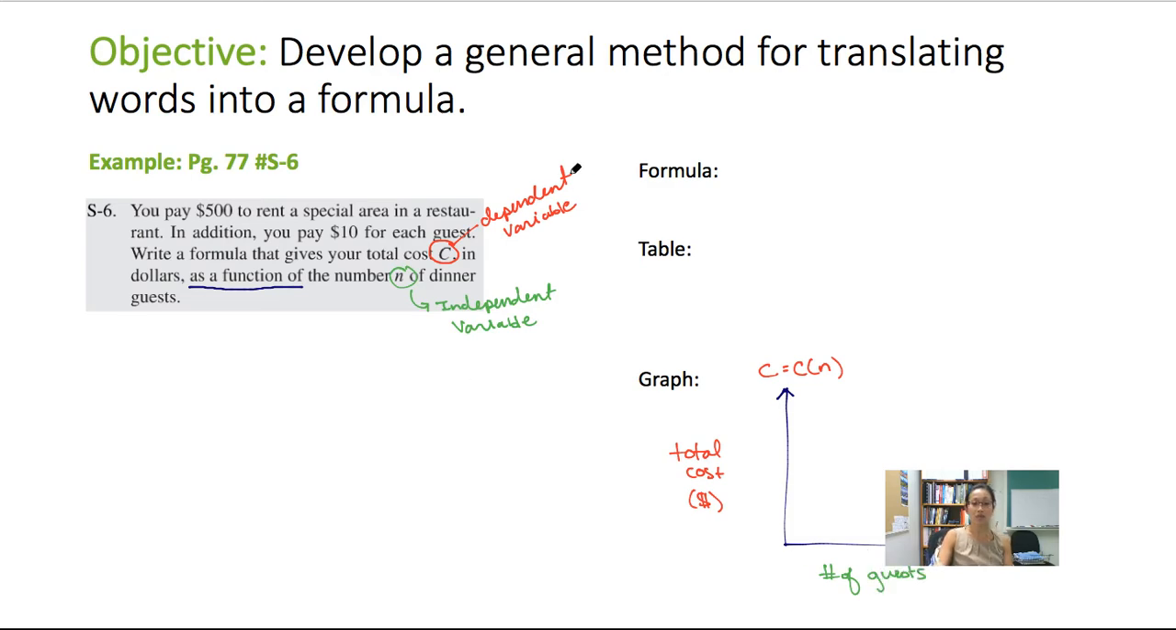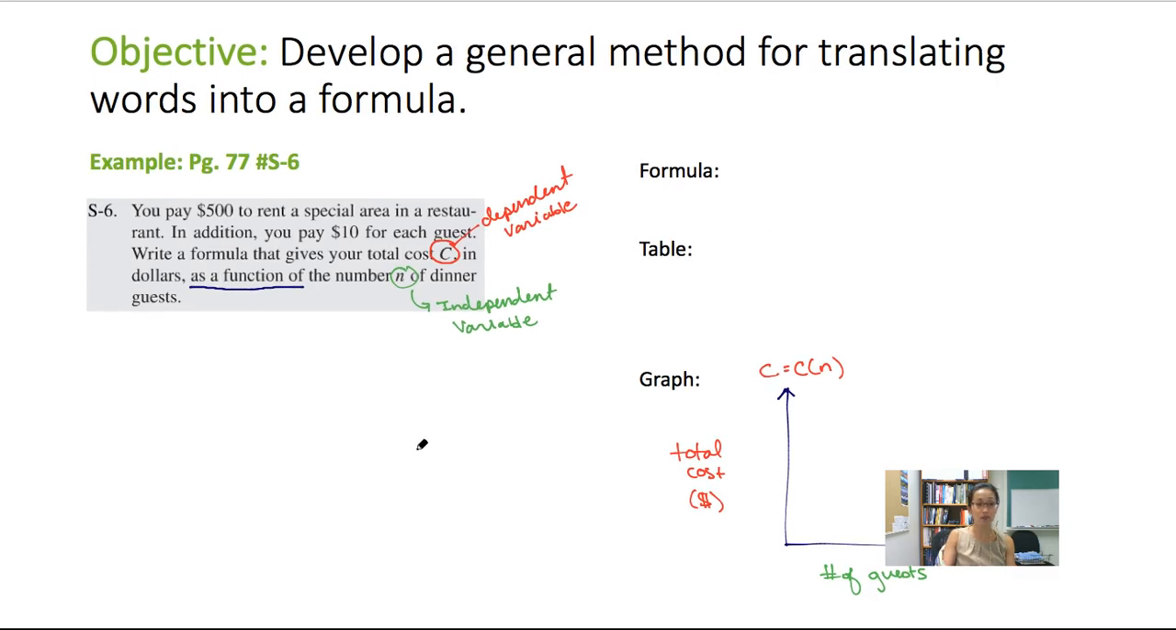Now before I start writing the actual formula, it might be helpful for us to work out a couple of small examples based on the information that's given to us to see if we can find a pattern, because patterns are what give us the formula for the function. So the formula comes from the patterns that we see.